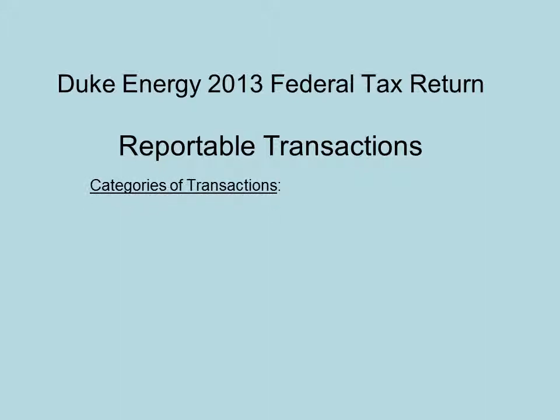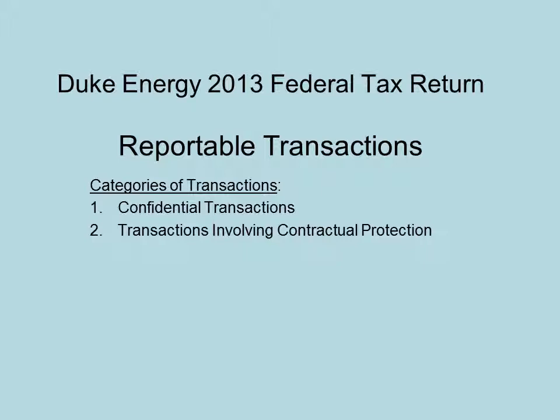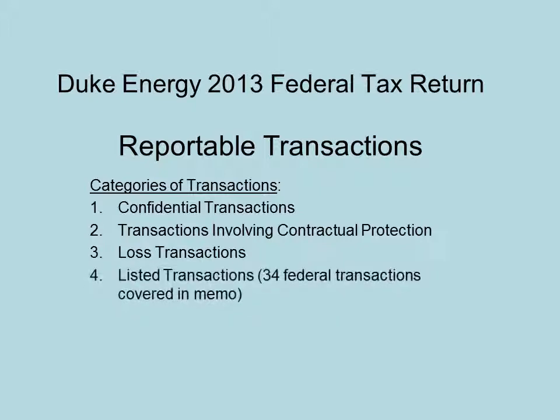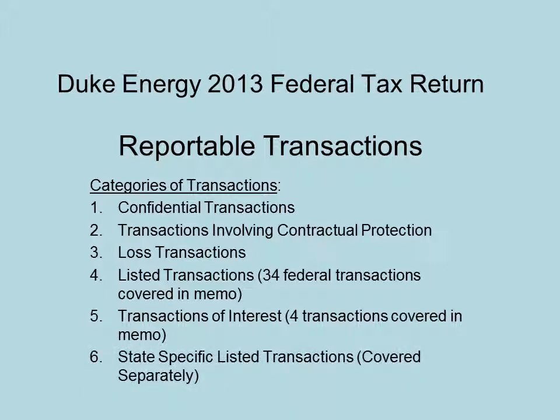There are 6 categories of transactions the IRS and states require special disclosure on: confidential transactions, transactions involving contractual protection, loss transactions, listed transactions, transactions of interest, and state-specific listed transactions. This video covers the first 3 categories, while the last 3 categories of transactions are described in the memo attached to the email you received.